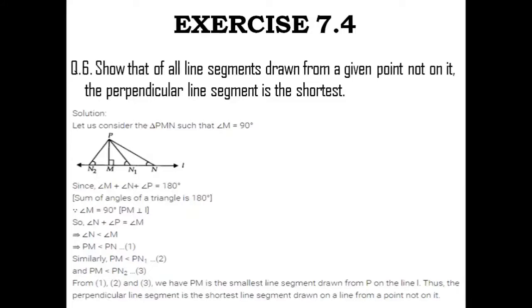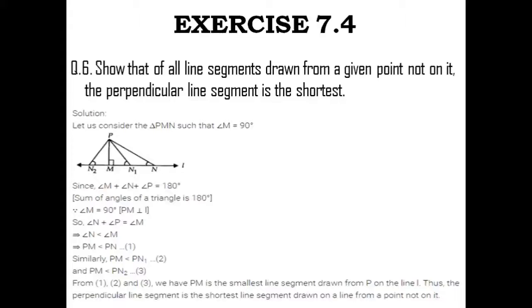Now let us consider a diagram as shown on the screen. We have a triangle PMN such that angle M is perpendicular, that is, angle M is equal to 90 degrees. Considering the angle sum property of triangle PMN, angle M plus angle N plus angle P should be 180. Here angle M is equal to 90, so replace M with 90 degrees. What do we have? Angle N plus angle P is equal to 180 minus 90, that is, angle N plus angle P is equal to 90.